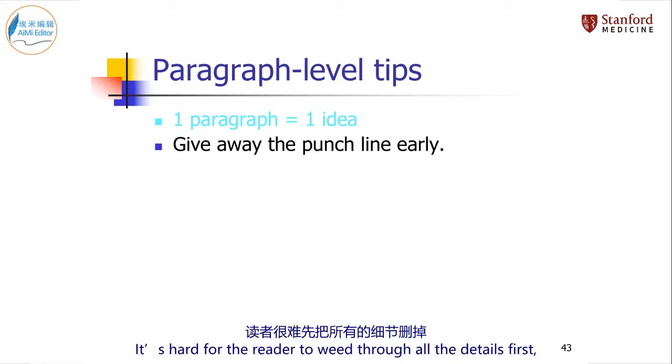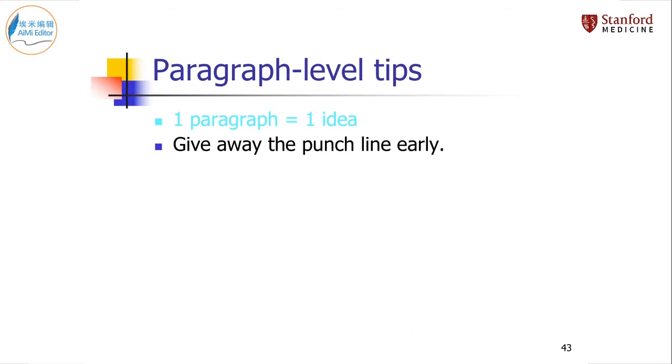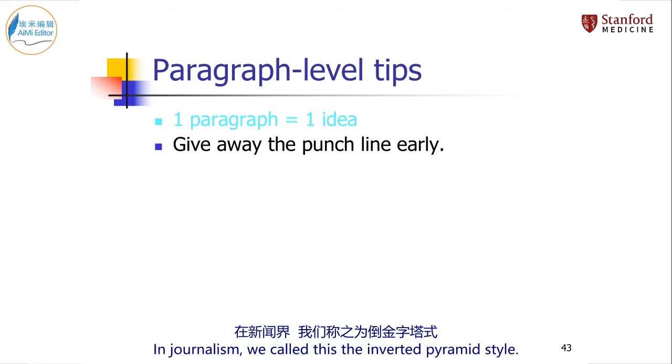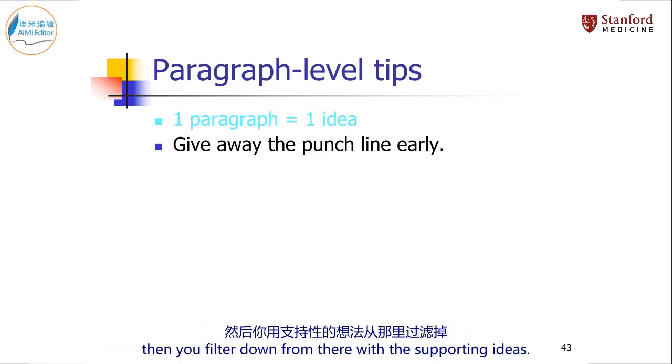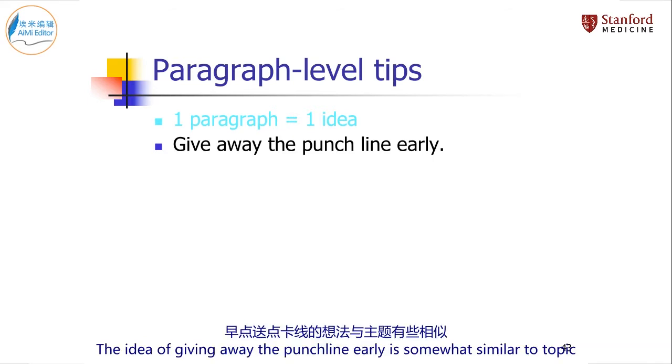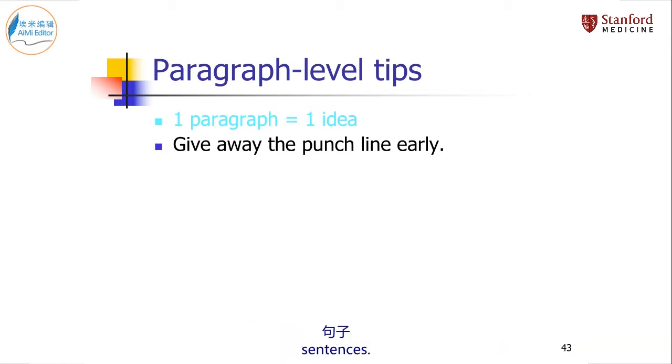It's hard for the reader to weed through all the details first when they don't know what the main point is. In journalism, we call this the inverted pyramid style. You start with the most important point, the take-home message, and then you filter down from there with the supporting ideas. The idea of giving away the punchline early is somewhat similar to topic sentences.